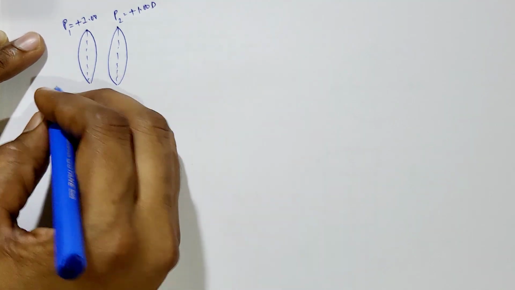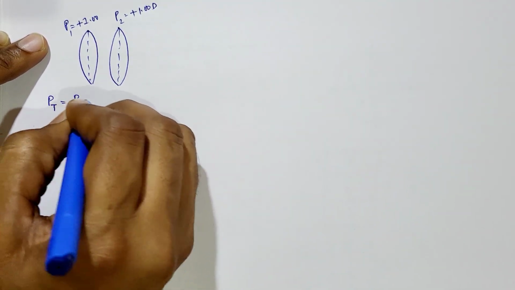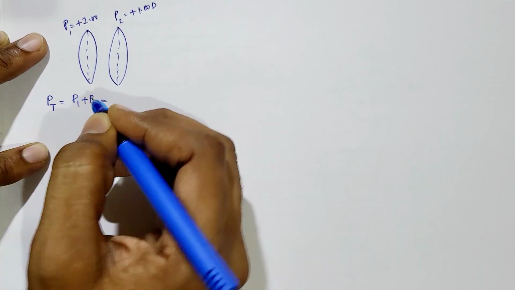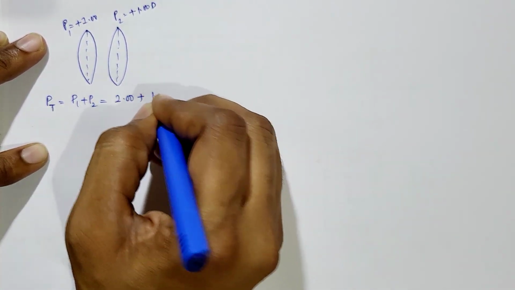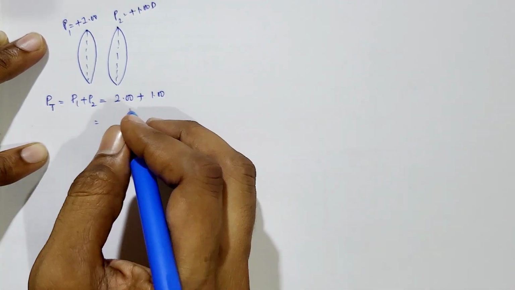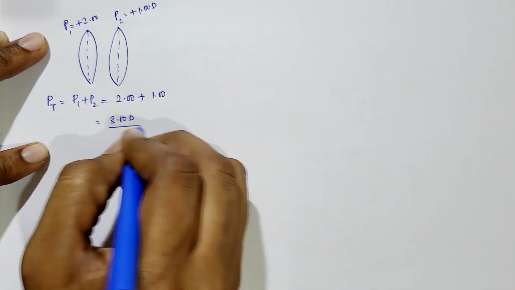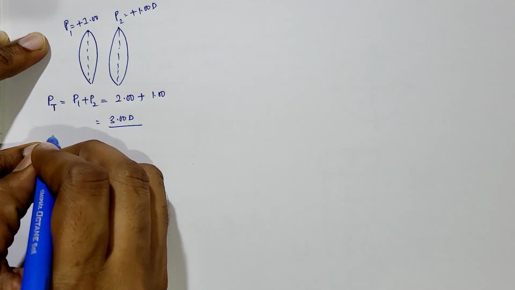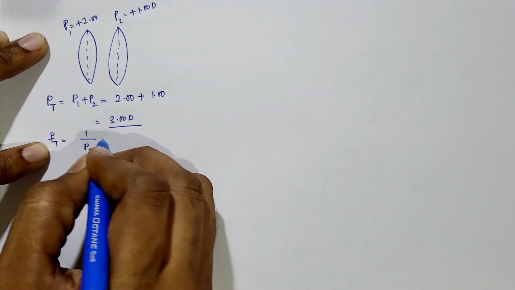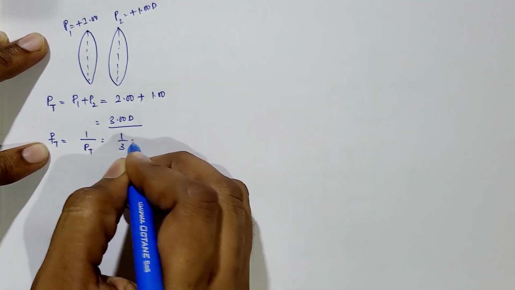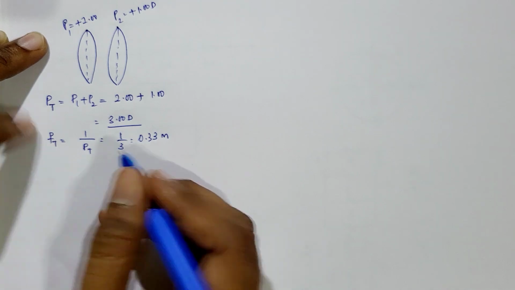When they are in contact, the total power of the lens combination will be P1 plus P2. What will be P1? 2.00 plus P2 is 1.00. So the total combination power will be 3.00 diopter. And what will be the total focal length? The total focal length will be 1 divided by total power. It will be 1 by 3, that will be 0.33 meters.